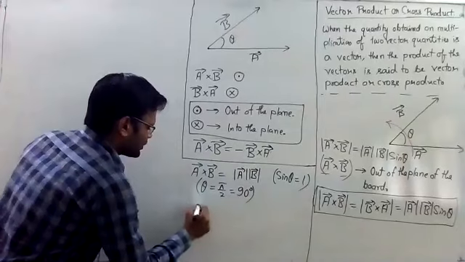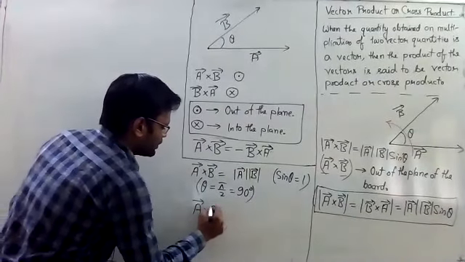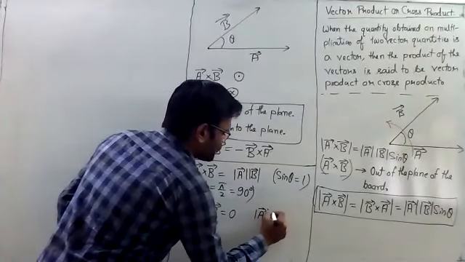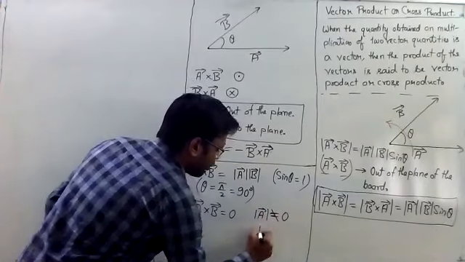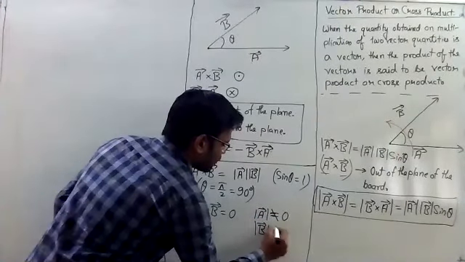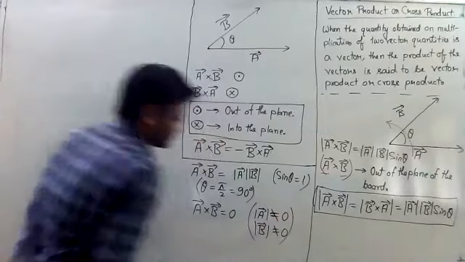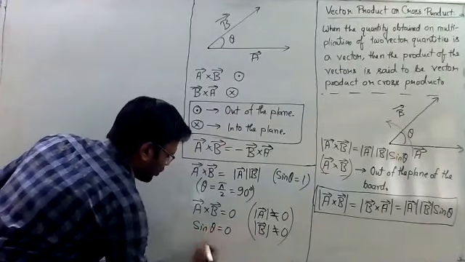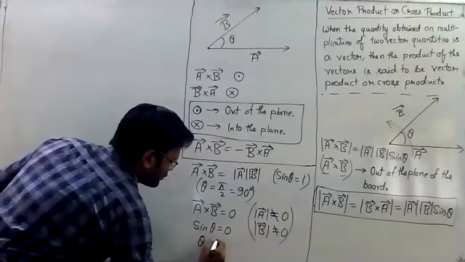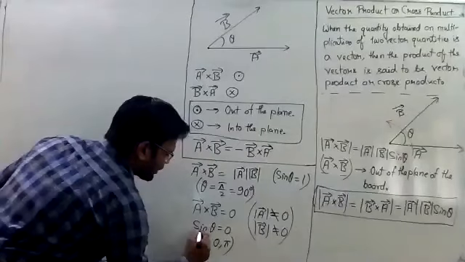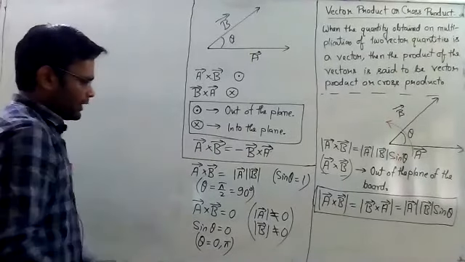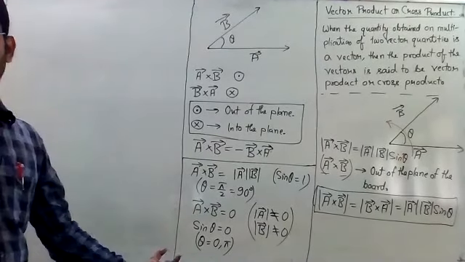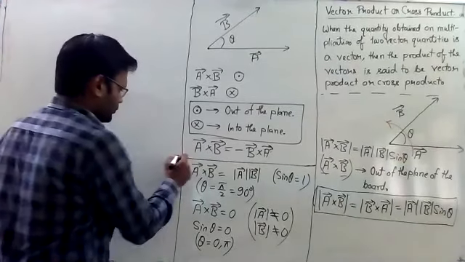Okay. If I say A cross B equal to 0, and magnitude of A is not equal to 0 and magnitude of B is also not equal to 0, then what can I say? Sin theta should be 0, so theta should be 0 or pi. For all these values, we are getting the cross product of two non-zero vectors to be 0. Okay, so these are the two conditions we have to consider.